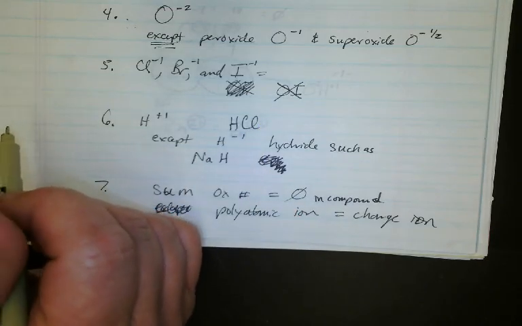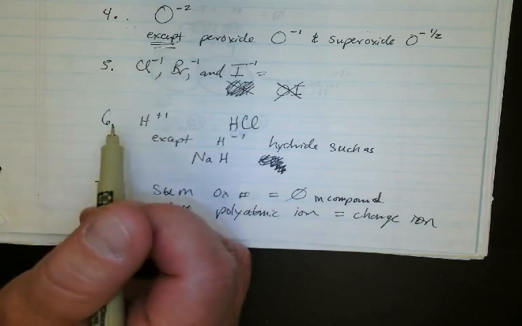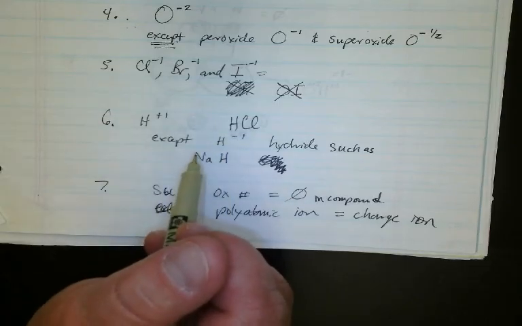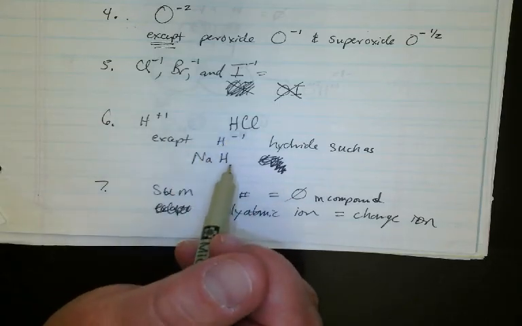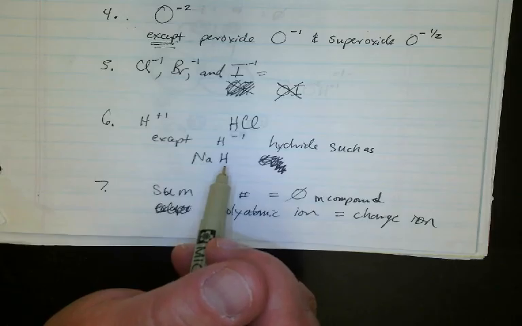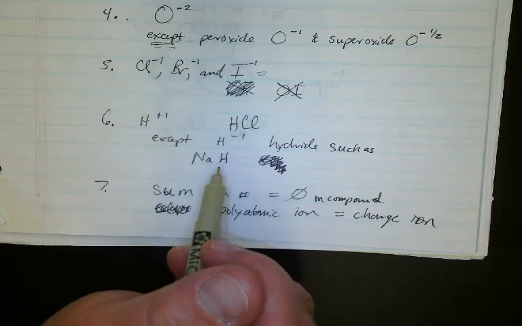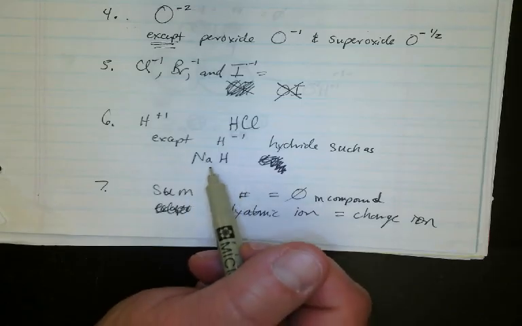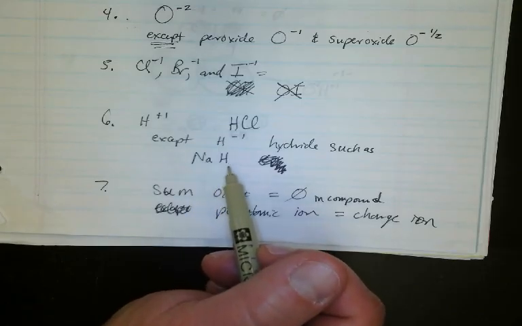Now, there is one exception to our hydrogen rule. If it's a hydride. So what's the difference between normal hydrogen and a hydride? Hydrides act like nonmetals, and they are a hydrogen bonded to a metal. So this is a hydride. Hydrides are really reactive. And they have a -1 oxidation number.